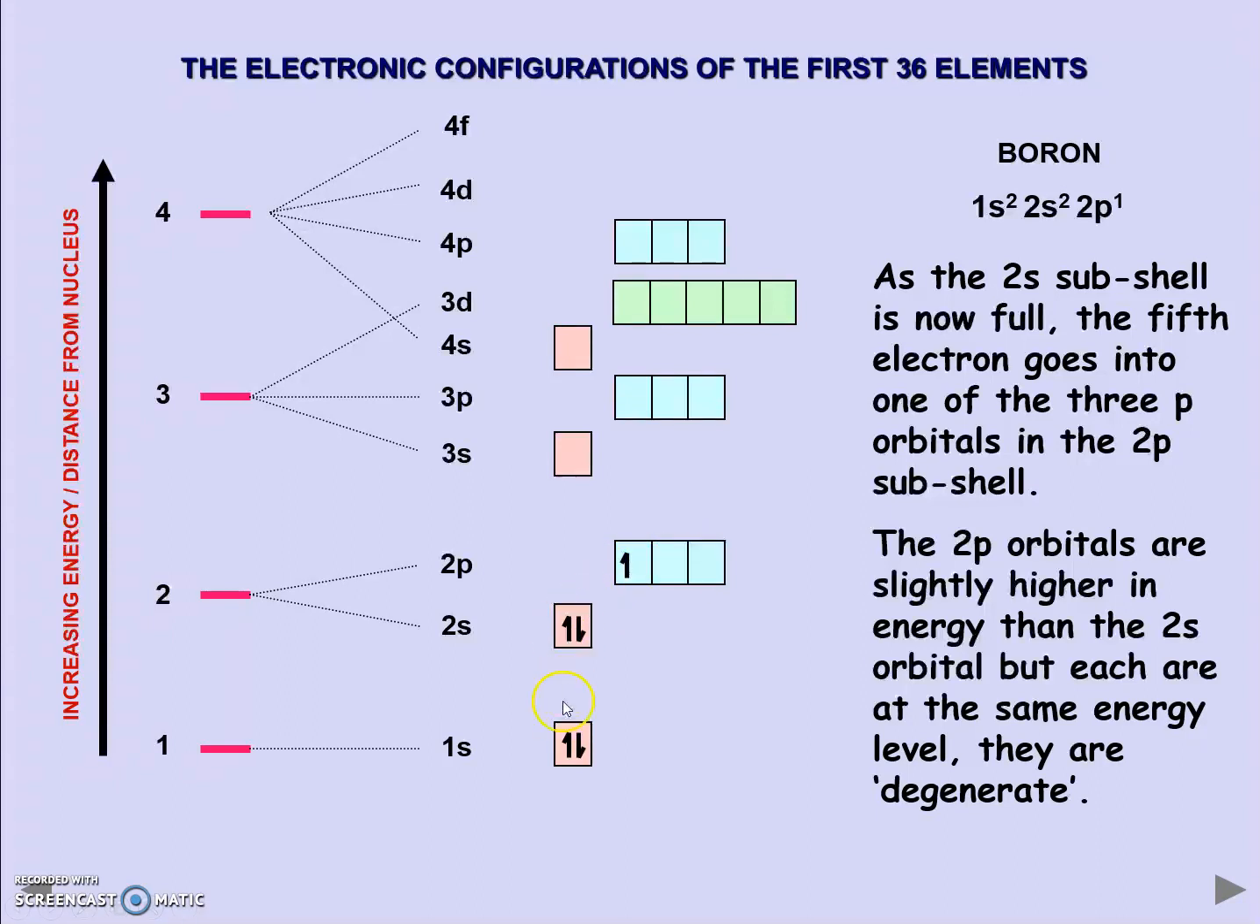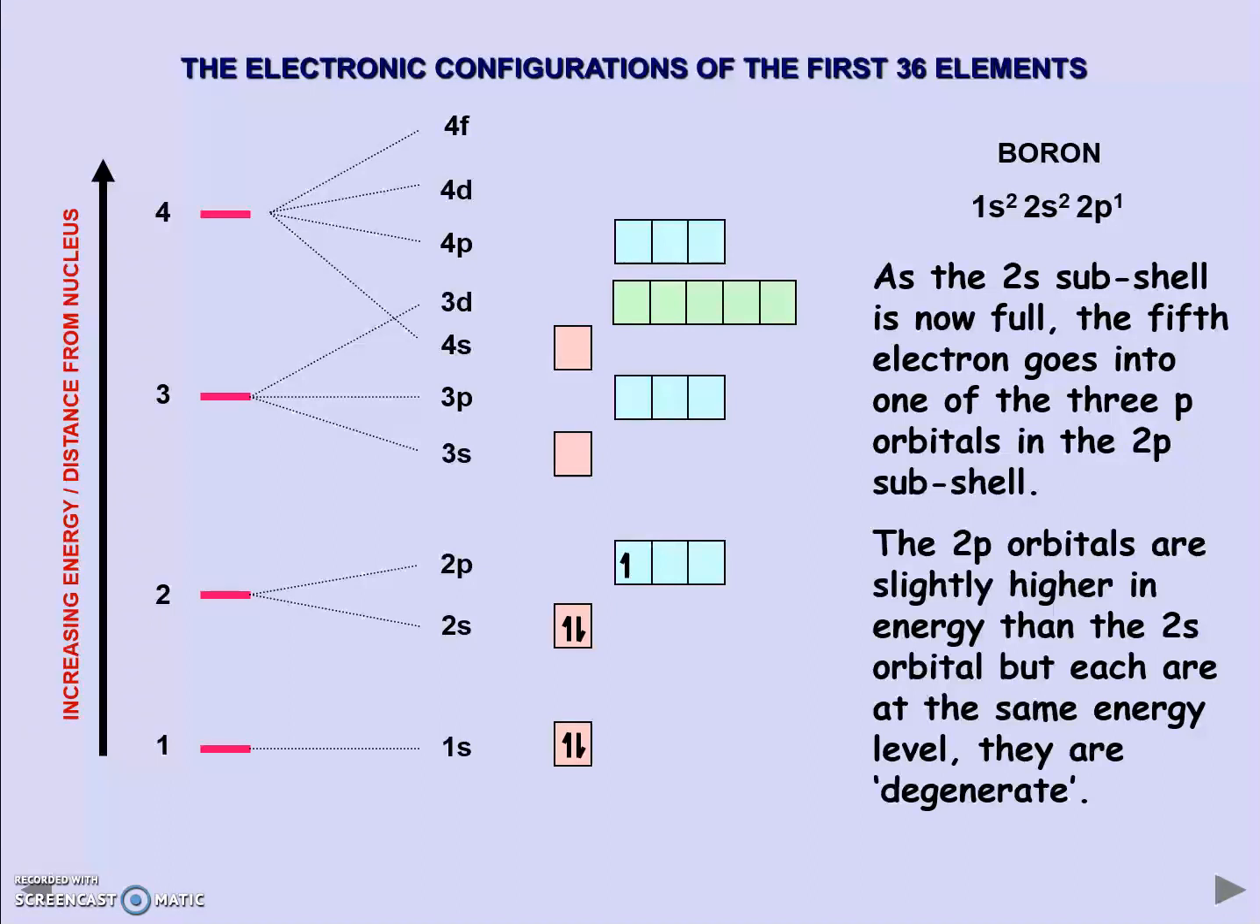Boron now. It's got 5 electrons. 4 electrons are in the 1s and 2s. The 5th electron has to go into the 2p orbital, because that is the lowest energy orbital or energy level available.